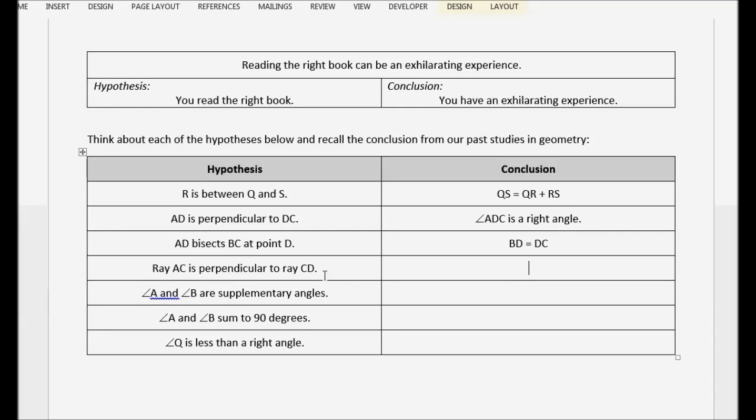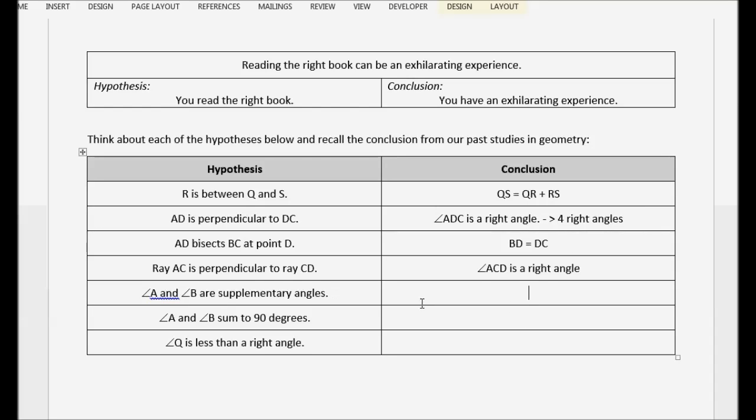If ray AC is perpendicular to ray CD, again we have a right angle. Angle ACD is a right angle. Up here, this perpendicular statement could also end up being 4 right angles, just so you know. It depends on whether or not you're looking at a line or not.